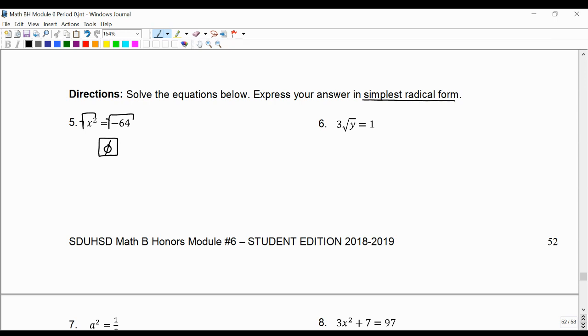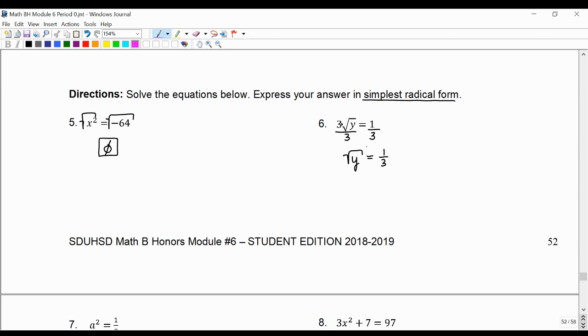Number 6, I know I'm going to need to square this, but before I do that, I'm going to get rid of this 3. It is 3 times root y, so I'm going to divide both sides by 3. We need to do this before we start to square root. It generally does not work out well. You might stumble upon a right answer occasionally. Other problems, you will not get to the right answer if you don't do this first.